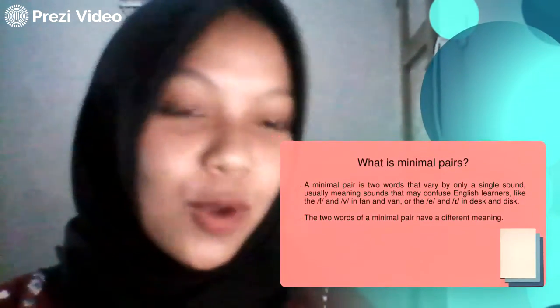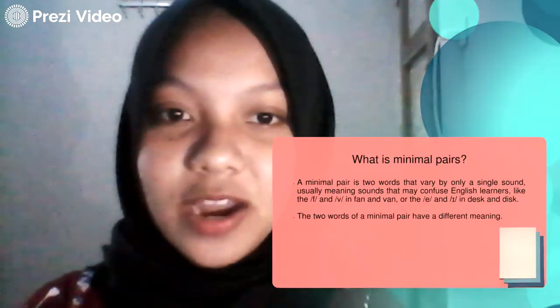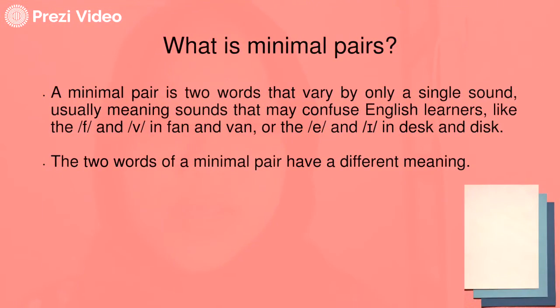Next, what are minimal pairs? Minimal pairs are two words that vary by only a single sound, usually a sound that might confuse English learners, like the F and V in fan and van, or the A and E in dex and dix. Also, the two words of a minimal pair have different meanings.